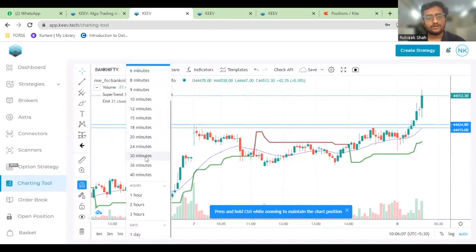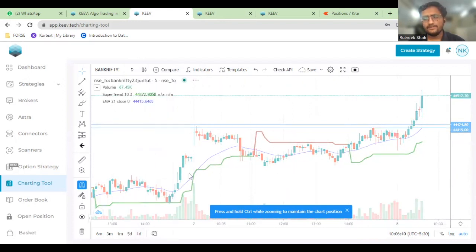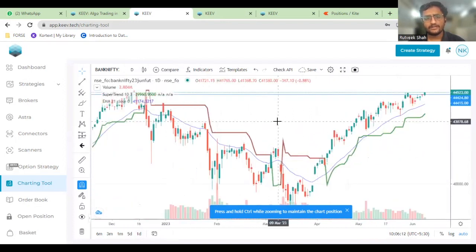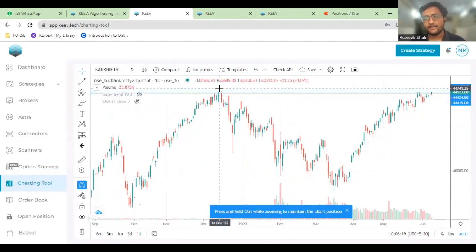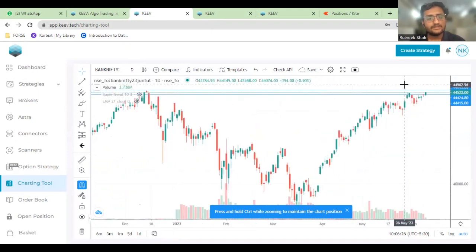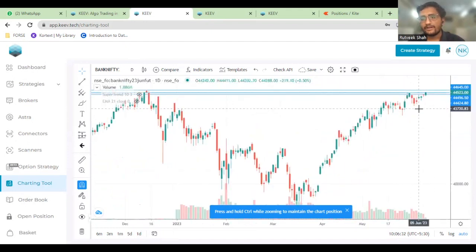So let's toggle on to the daily chart for a second. We'll see how we saw earlier where the resistance could be. This was the all-time high around 44,650, and this was the most recent high, 44,500. So we can see that Bank Nifty is currently at that all-time high resistance level on the future chart.